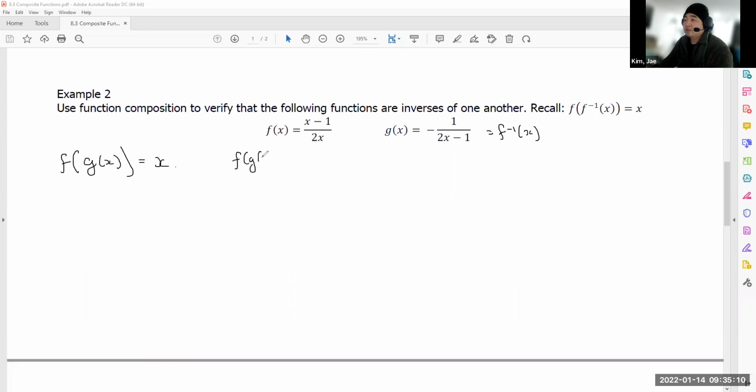If I do this, then I would get x minus 1 divided by 2 times x, right? X minus 1 divided by 2 times x. But instead of the x, I need to plug in g of x every single time. What is that? It is negative 1 over 2x minus 1. And here it's negative 1 over 2x minus 1. Yeah, it's a little messy, but only because it's fractions. So let's take our time with it.